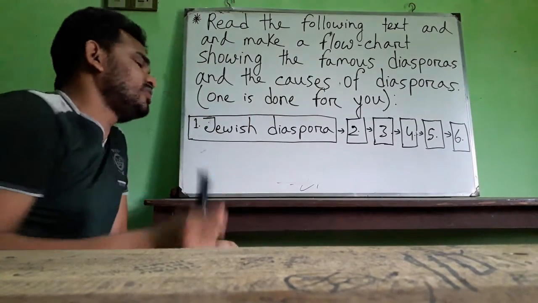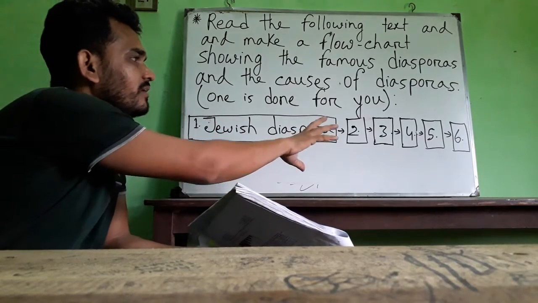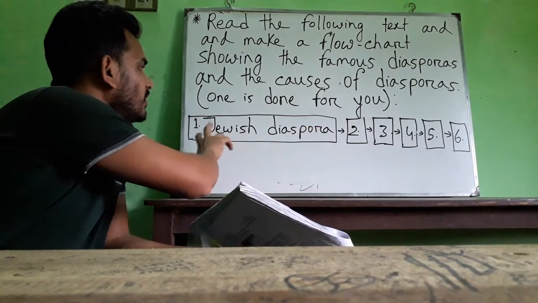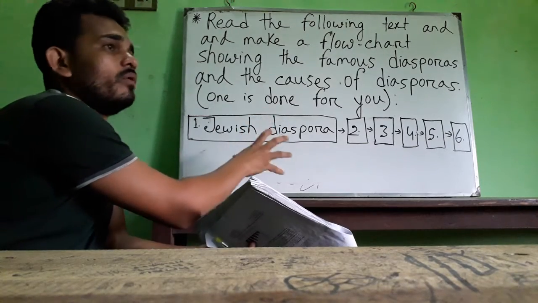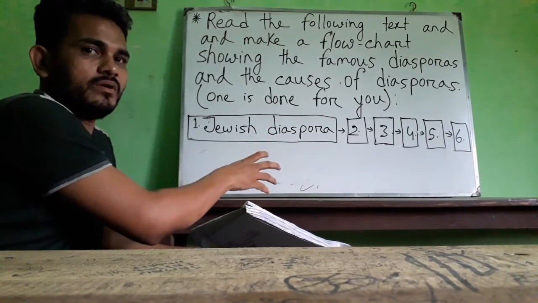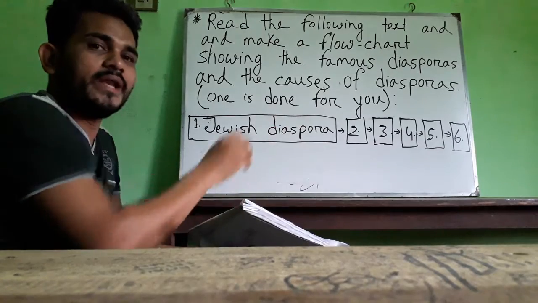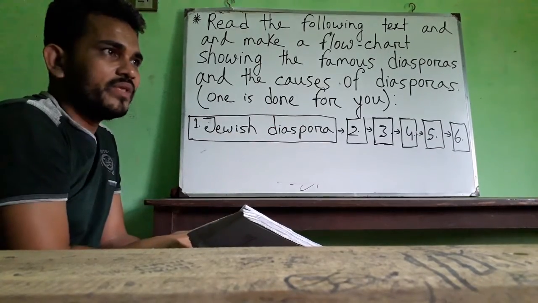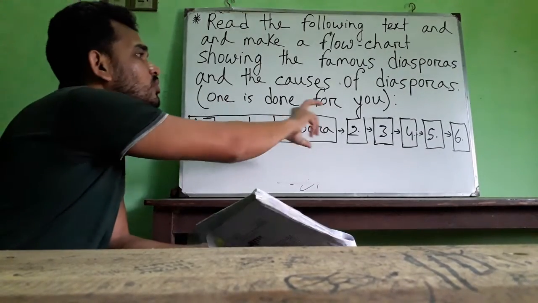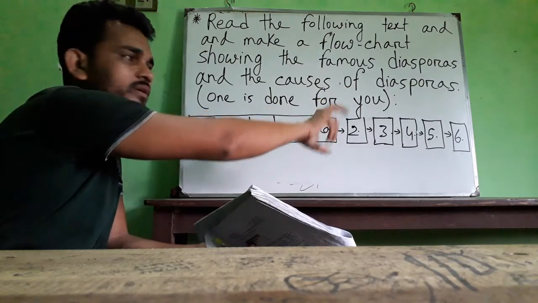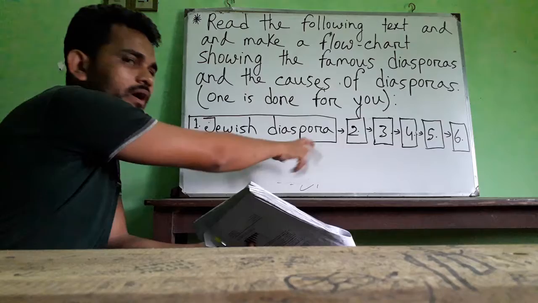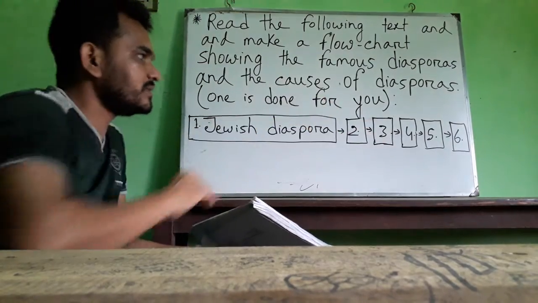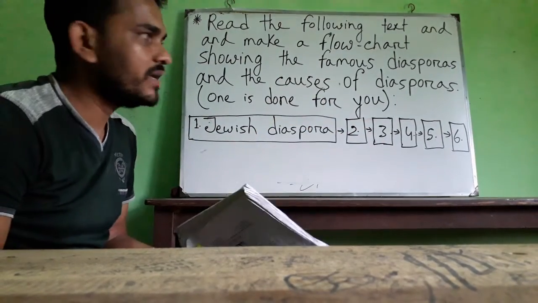For making a flowchart, you can't go down with any boxes. You will have to go forward. You will never come down. You will never go down with the writings inside the box.